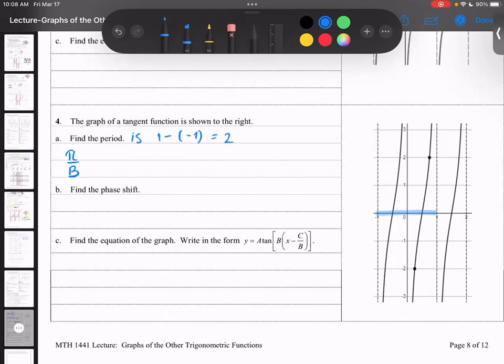So that means, remember the period formula is pi over b. So I'm going to let it equal 2 for now, right? Period is 2. Find the phase shift. Phase shift is c over b.